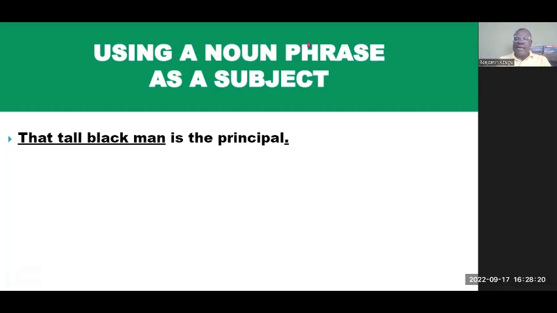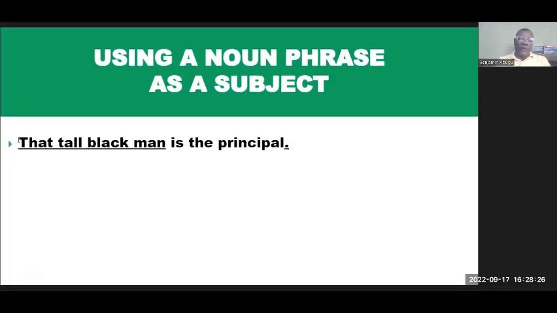Now let's begin to analyze this, and then I will show you the functions. That tall man is the subject, is the verb. So if we analyze this sentence, this is the subject, this is the verb, and this is the complement. This is the structure of the sentence.